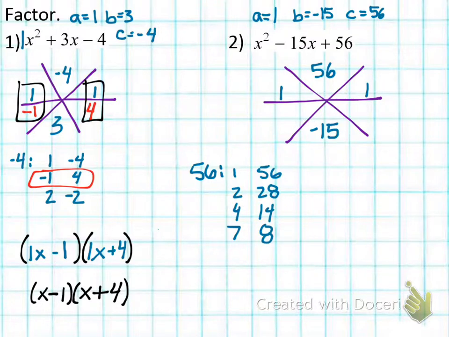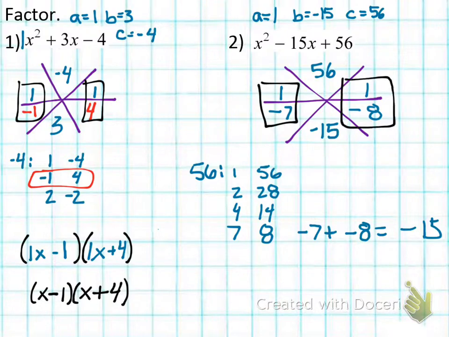The most promising one here would be 7 and 8, because 7 times 8 is 56, and 7 plus 8 gives me 15. Except that I get a positive 15. So I want to think, okay, how can I make that a negative 15? What if I make both of them negative? Negative 7 times negative 8 is still positive 56, because a negative times a negative is a positive. So I get positive 56, so that's good, and adding them together gives me negative 15, which is what I want for my B. So negative 7 and negative 8 are the correct factors that I'm going to put under A on either side of the X, and I'll look at these fractions now.